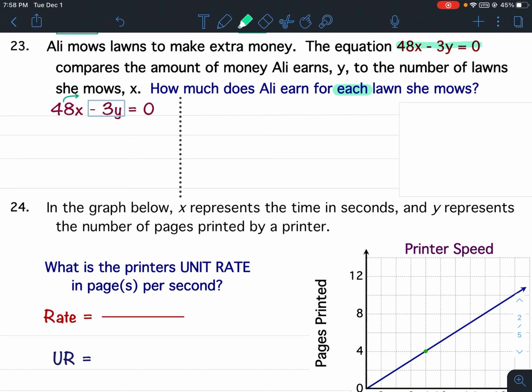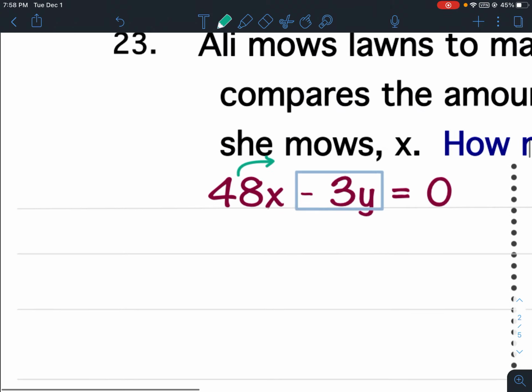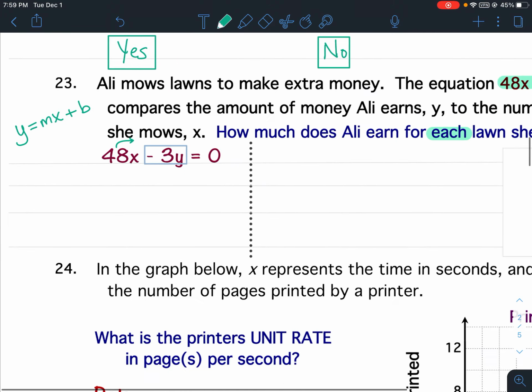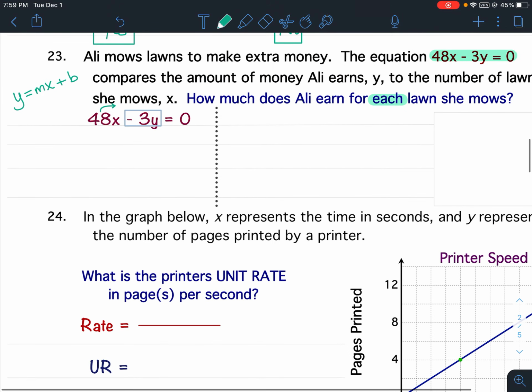So this equation up here, 48x minus 3y equals 0, that's the equation. When they give you an equation, you want to solve it for slope-intercept form. Remember, slope-intercept form is y equals mx plus b. So I want to solve for y, and then whatever is in front of x, that's your slope. And slope and unit rate are the same thing.